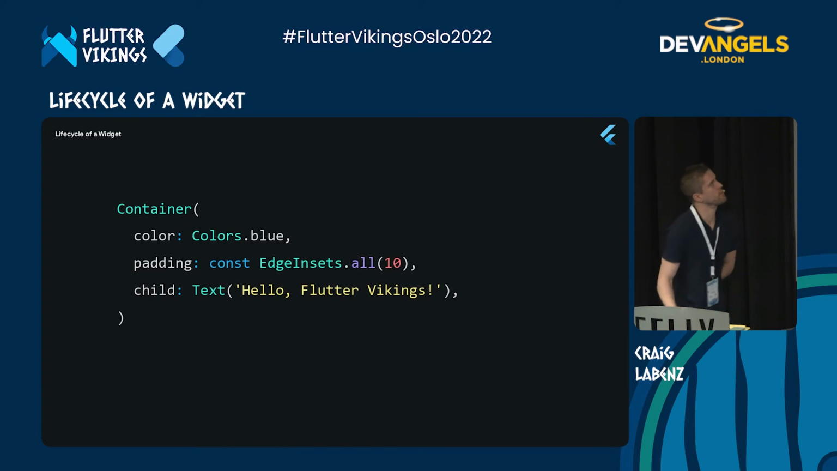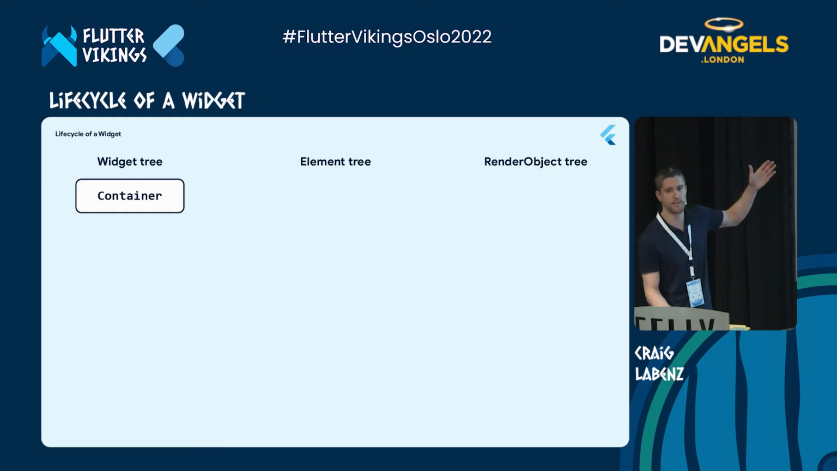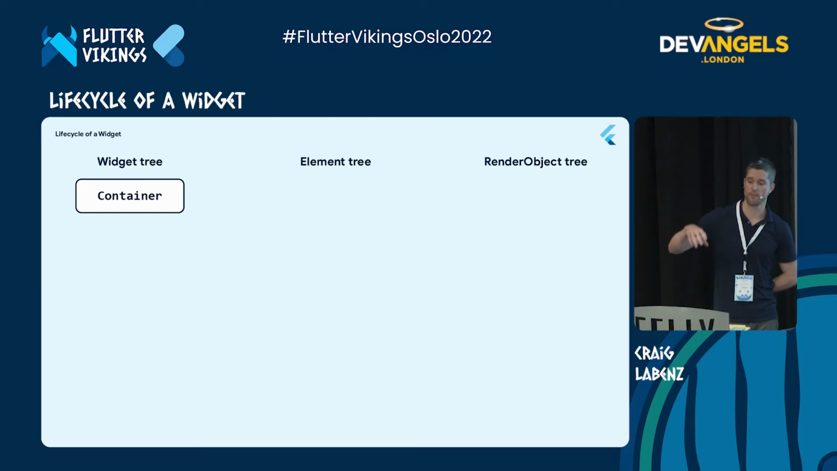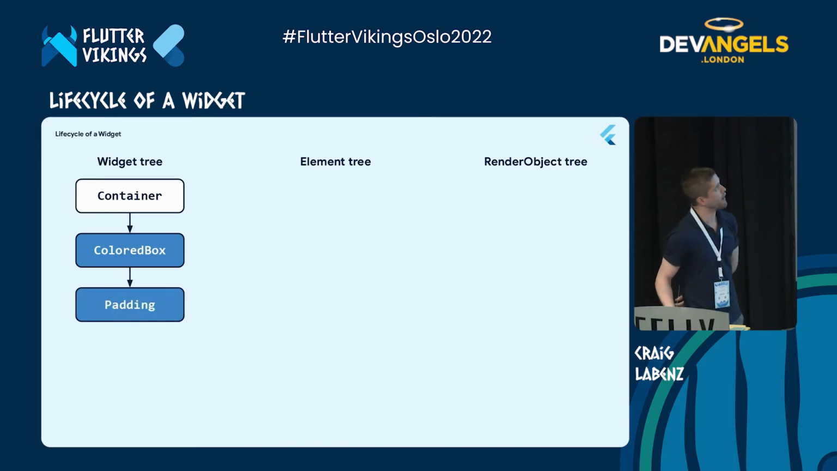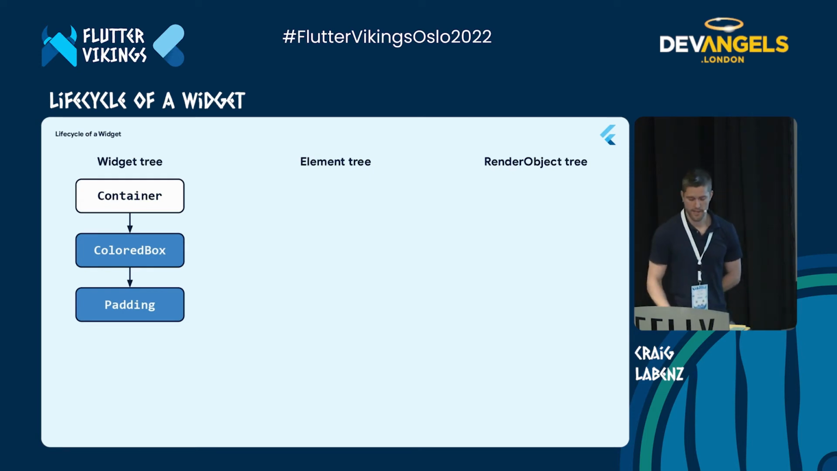So let's consider this pretty simple piece of code. It's a container. It's got a color and padding and a text widget as its child. And let's talk about the three trees that this will ultimately make behind the scenes. At the top of the widget tree is, of course, a container, white again, symbolizing a stateless widget. Now, because we passed a value into its color parameter, then its build method will inject a colored box widget. Blue again, specifying a render object widget. The same for padding, because we passed a value, its build method will inject a padding widget. And then it finally gets around to the text widget that we passed in as the child.